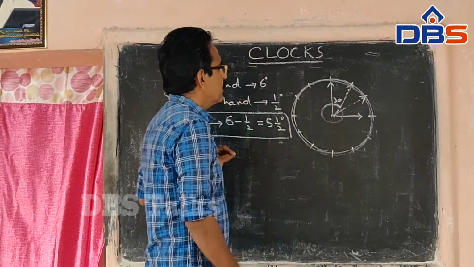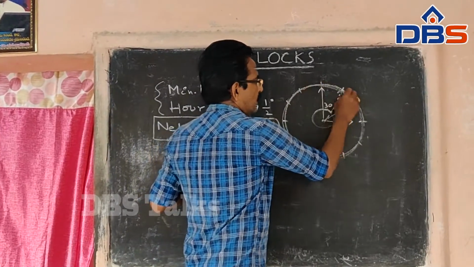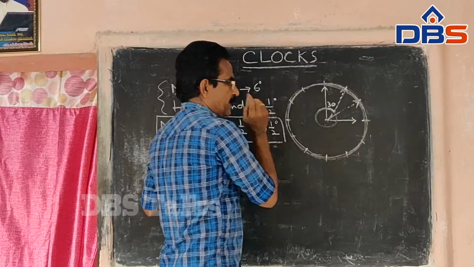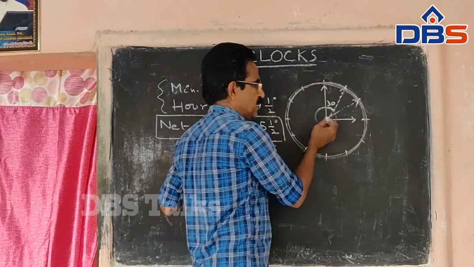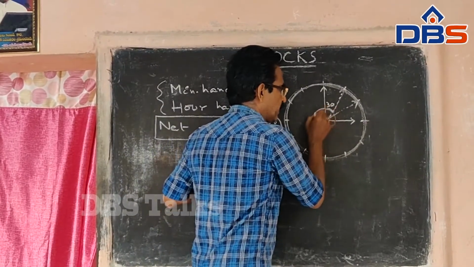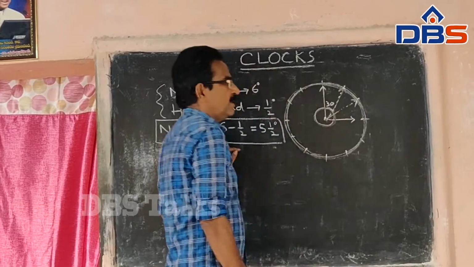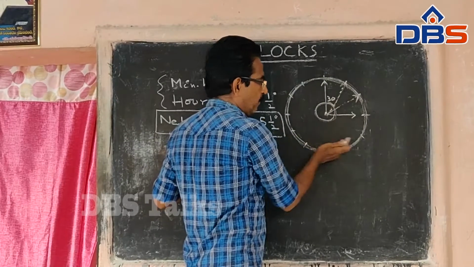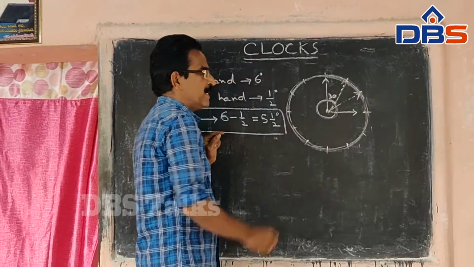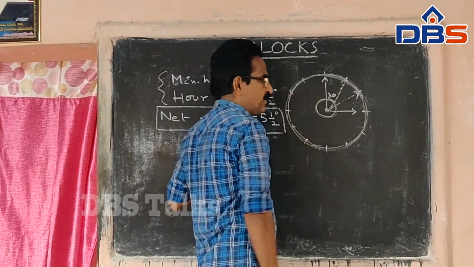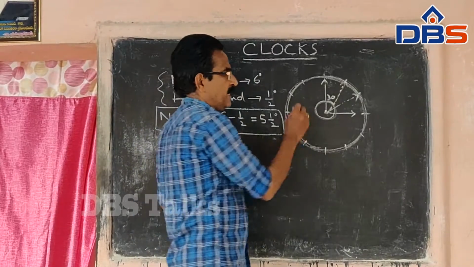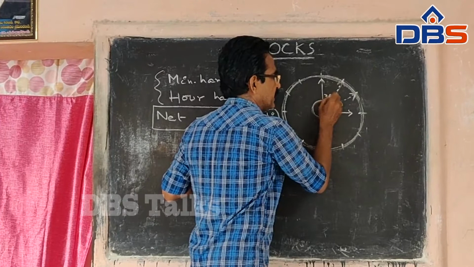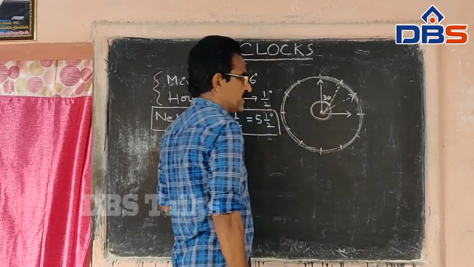See, the total angle in a clock is 360 degrees. That is, we know angle around a point is 360 degrees. This 360 degrees is divided into 12 equal parts. So, each part is called an hour division. And the angle in each hour division will be 30 degrees, 12 30s are 360 degrees.